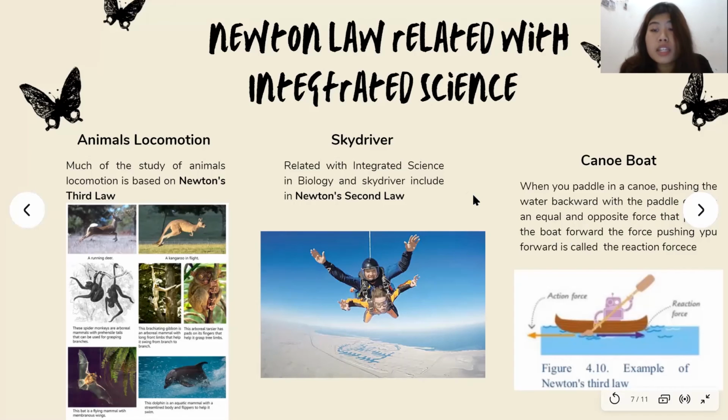When you paddle in a canoe, pushing the water backward with the paddle creates an equal and opposite force that pushes the boat forward. The force pushing you forward is called the reaction force. You can see, for example, the water is the action force and the boat is the reaction force, like this.